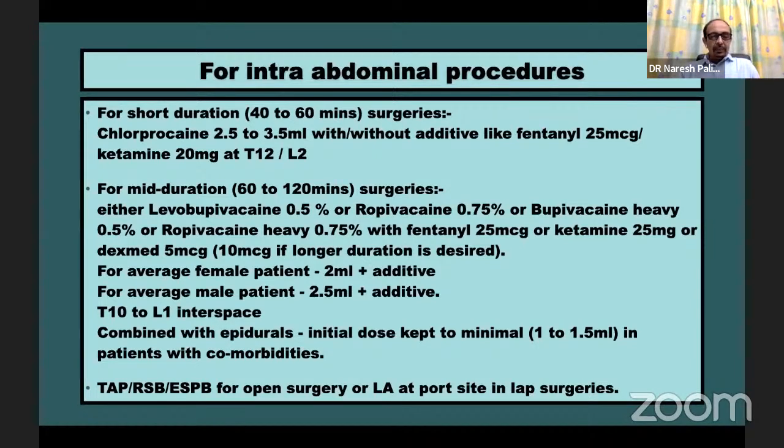For an average female patient, I use 2 ml plus additive, and for an average male patient, 2.5 ml plus additive, at usually the T10 to L1 interspace, and combined with epidurals. Usually the initial dose is kept to the minimum, and I usually combine this segmental spinal with various blocks like transversus abdominis plane block, rectus sheath block, or erector spinae plane block for open surgeries, or local anesthesia at the port site for laparoscopic surgeries.